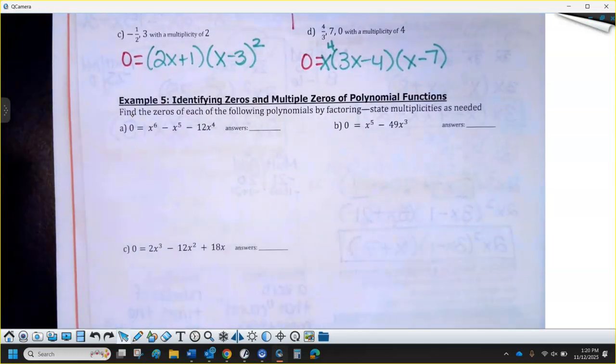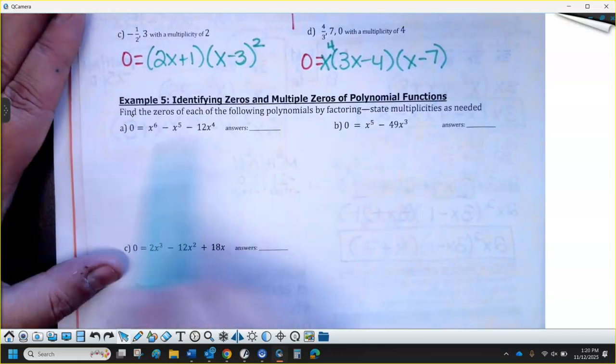Now, I can immediately tell you how many answers are supposed to be in this question just by looking at the highest power of x. It's supposed to match the degree. So if I could do all these real quick.